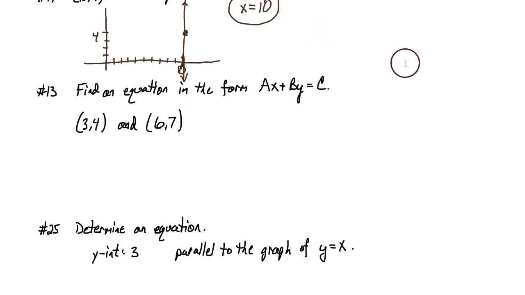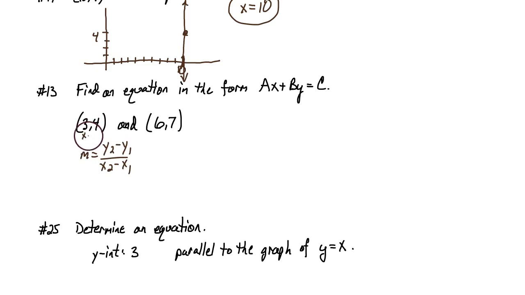Number 13, similar directions. Find an equation for a line, and we want it in that same format, ax plus by equals c. But this time we're given 2 points on the line, which is a little different because before we were given 1 point and the slope. Let's find the slope. To find the slope when you know 2 points, you use the slope formula. y2 minus y1 over x2 minus x1. Let's identify those 4 variables.